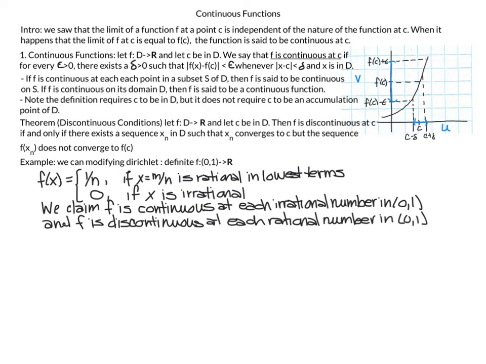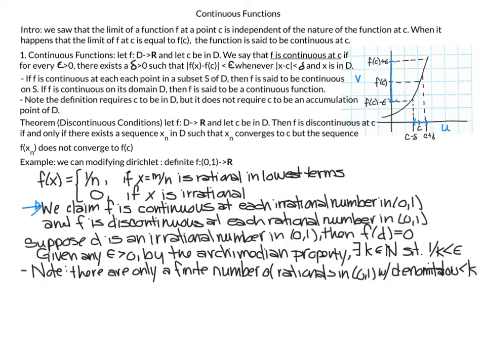The second part is a little bit longer, so I had to move everything up. We're going to show that f is continuous at each irrational number in 0, 1. We will start with d, an irrational number in 0, 1, and since it's irrational, by this modified Dirichlet function, f of d is equal to 0. There are two facts we're going to use. Given any epsilon greater than 0, by the Archimedean property, we can always find a natural number k such that 1 over k is less than epsilon.